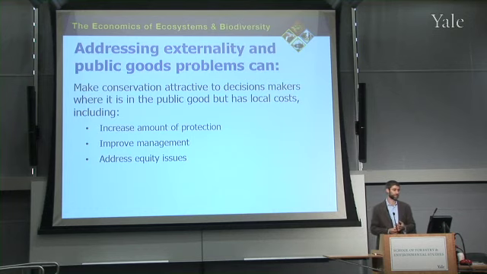So in summary then, addressing externalities and public goods problems can, I think, basically do a simple thing, if you could get it to happen, which would be to make conservation attractive to decision makers where it would be in the public good, but it isn't now in their local interest. And if you do that, you will undoubtedly increase area under protection, you'll improve management, you'll address some equity issues. But to make it happen, obviously, you have to crack the same nut of public goods problems that are the definition of why they don't get solved in the first place.